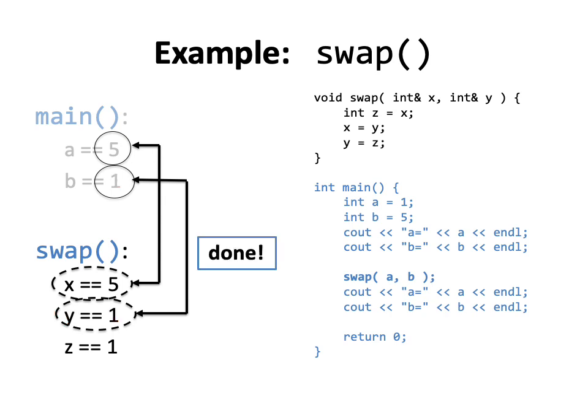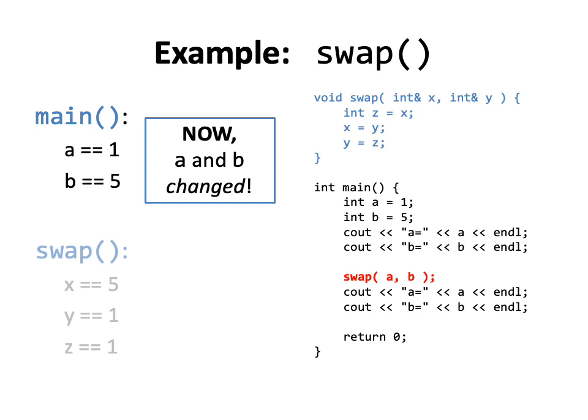Now, did this actually work? Well, let's see. Before we had a equals 1 and b equals 5. Now, after calling swap, we have a equals 5 and b equals 1. Did it work? Definitely. A+. Now a and b have changed. We've done our job, and we have made a swap method that really does swap the values of a and b. But again, we can't do that just by passing by value. We needed to be able to pass by reference.